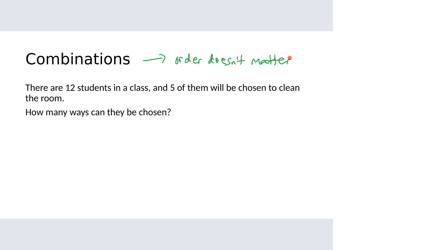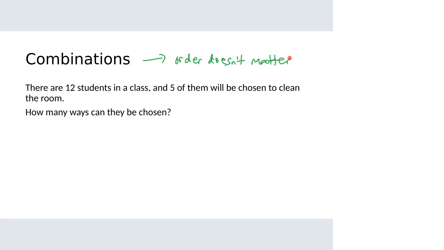Now, it doesn't matter if you're the first student chosen, the third student chosen, or the 5th student chosen. The order in which you're picked makes no difference. You're either cleaning the room or you're not. Order has no impact on this. So this is a circumstance where order doesn't matter. That tells us we have a combination.